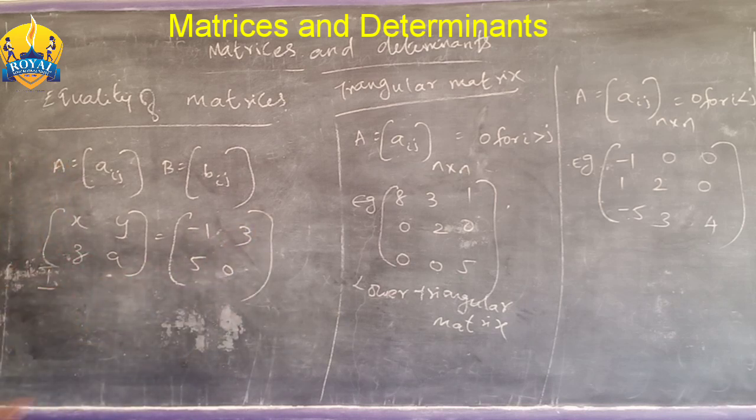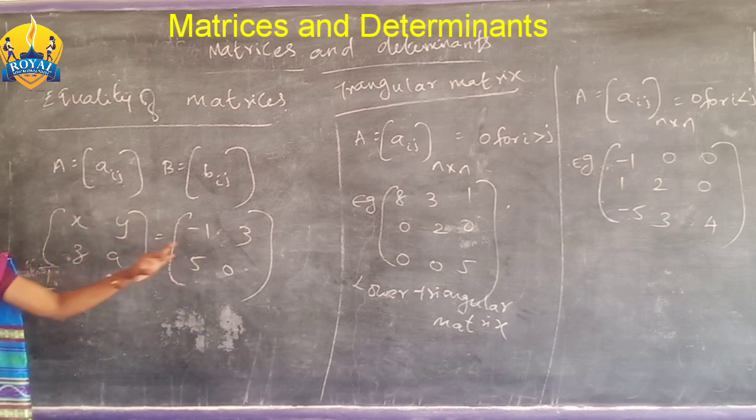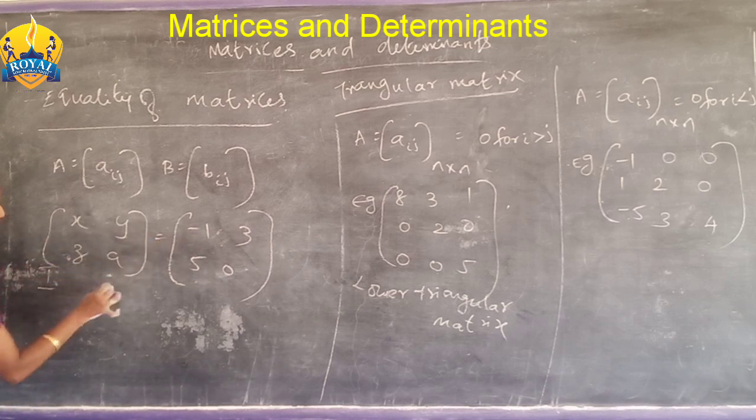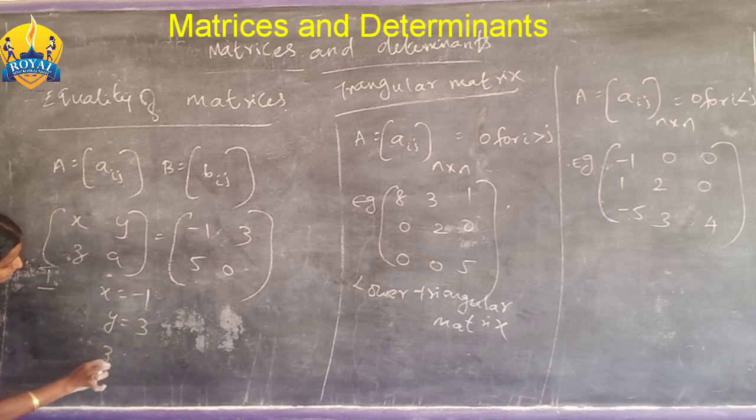Suppose I have here 2 cross 2, here also 2 cross 2. My order here is 2 cross 2, here also 2 cross 2. I am going to equate the corresponding entries. So here my value of x is equal to -1, y equal to 3, z equal to 5, a equal to 0.